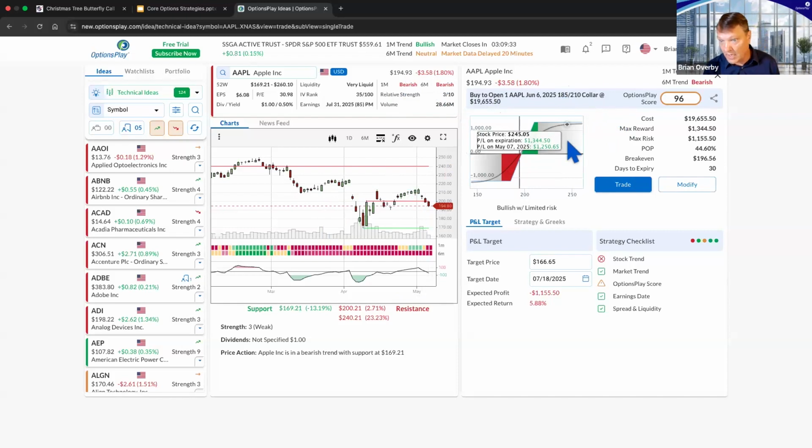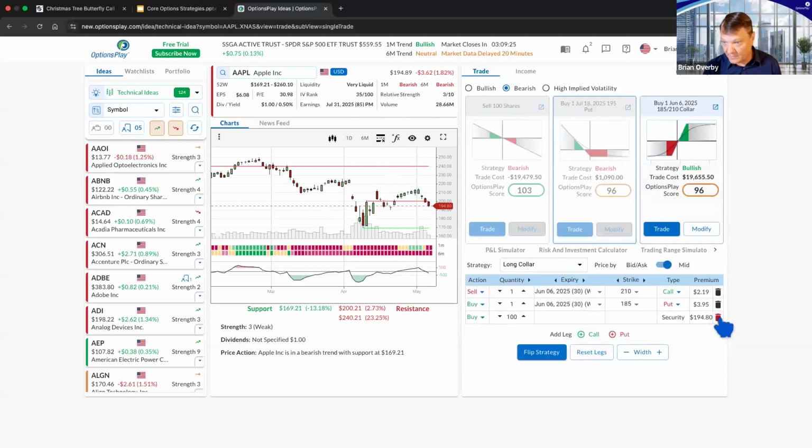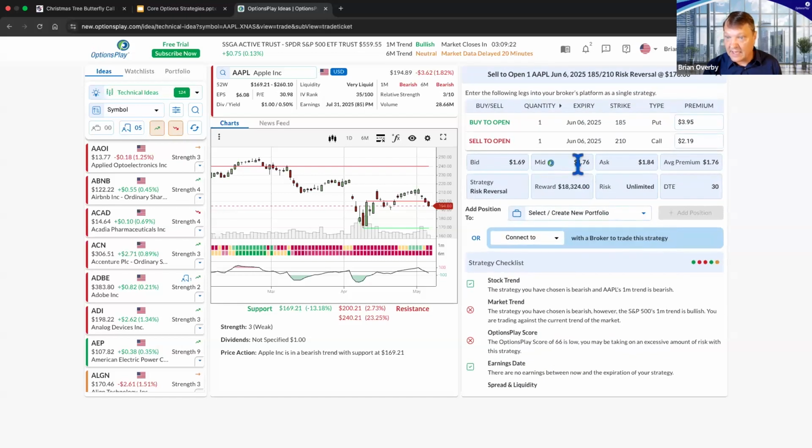So the total cost of the collar, I'm going to modify this again and delete this, and we just hit trade, is $1.76. So $1.76 divided by, we'll call it 195. We're looking at less than 1% of capital that we have to put out for the underlying stock. We're going to protect ourselves from 185 on down. So we have 10 points plus the $1.76, divided by 195. Over the next 30 days, our total risk would be 6% on Apple if we put this trade on right now.